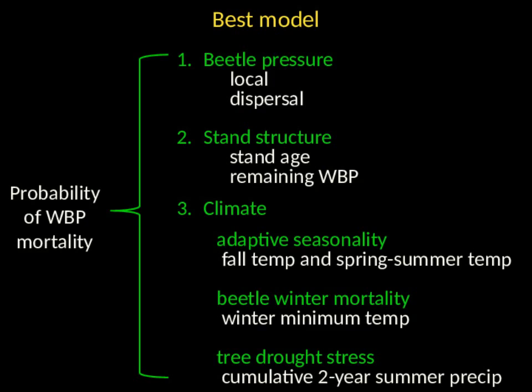For adaptive seasonality, we had 2 temperatures, the average fall temperature and then the average spring and summer. Beetle winter mortality was best represented by the winter minimum temperature, and tree drought stress by summer precipitation from the year of attack and the previous year combined.